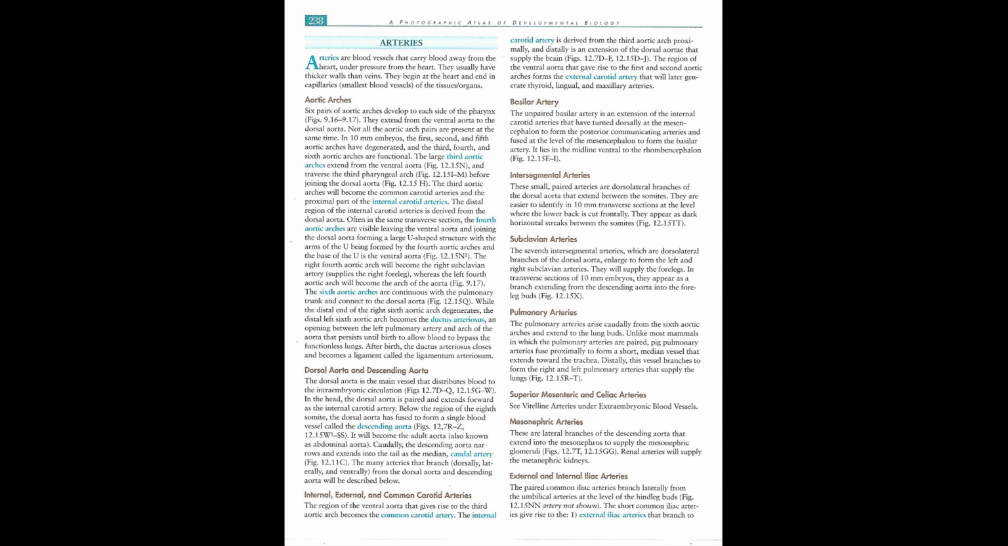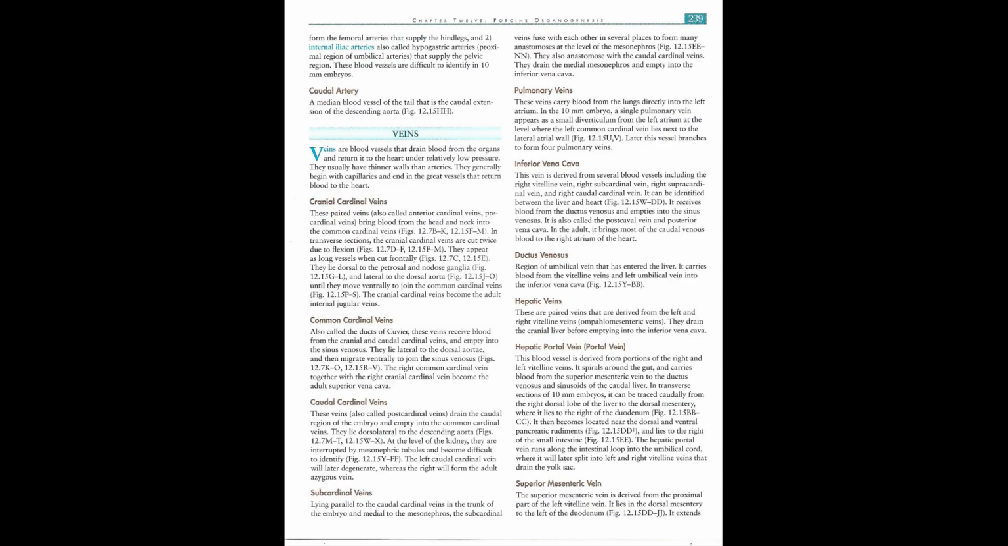External and internal iliac arteries. The paired common iliac arteries branch laterally from the umbilical arteries at the level of the hind leg buds, Fig 12.15 NN, artery not shown. The short common iliac arteries give rise to the 1. External iliac arteries that branch to form the femoral arteries that supply the hind legs, and 2. Internal iliac arteries, also called hypogastric arteries, the proximal region of the umbilical arteries, that supply the pelvic region. These blood vessels are difficult to identify in 10 mm embryos.